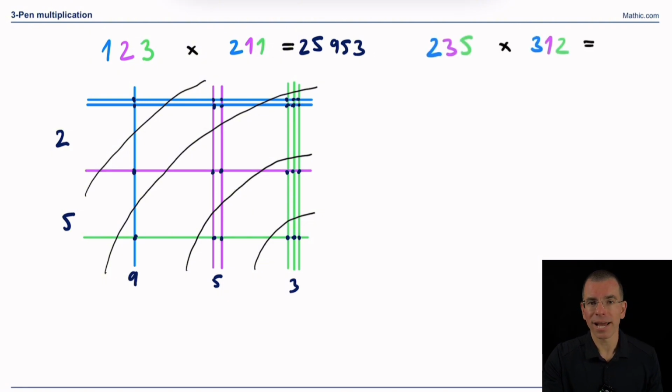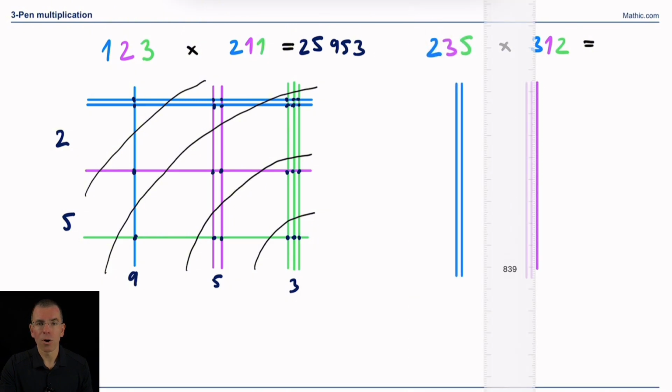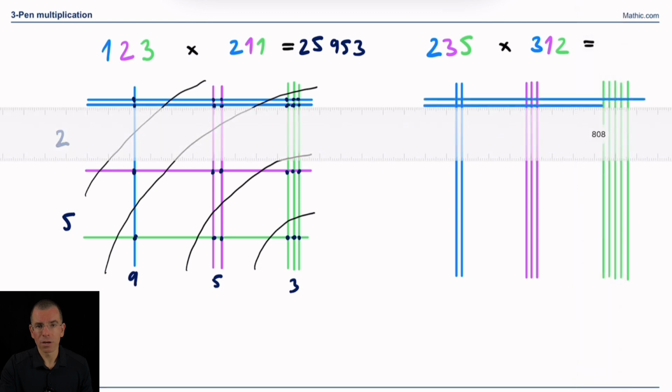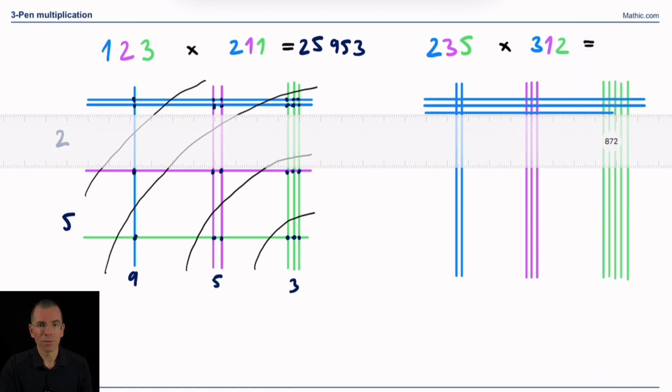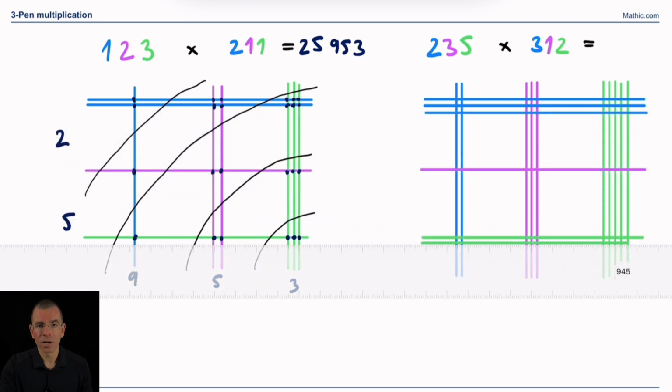235 times 312. Number 235 consists of 2 hundreds, 3 tens, and 5 ones. We will draw 2 blue lines, 3 lines in pink, and 5 lines in green, all of them vertically. Number 312 consists of 3 hundreds, 1 ten, and 2 ones. We will draw 3 blue lines, 1 pink line, and 2 green lines, all of them horizontally.